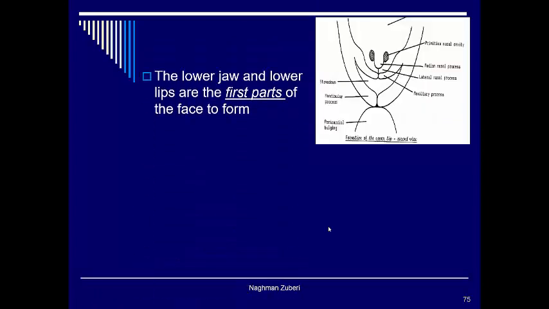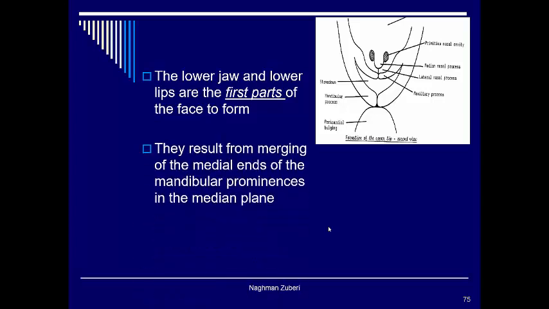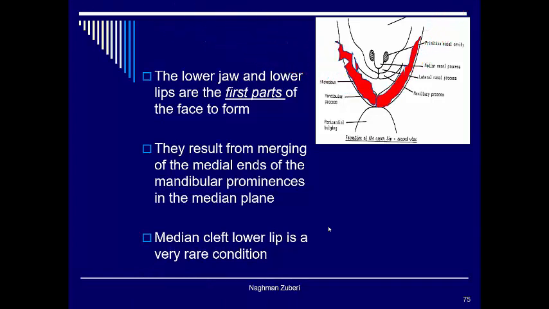The lower jaw and lower lips are the first parts of the face to form. Keep this in mind. The lower jaw and lower lips are the first parts of the face to form. They result from merging of the medial ends of the mandibular prominences in the median plane. Median cleft of the lower lip is a very rare condition, but it occurs.